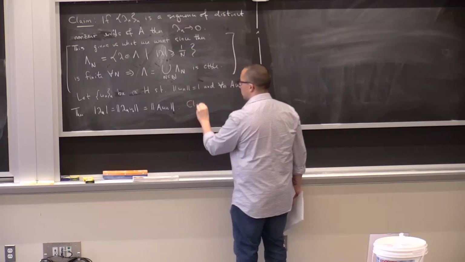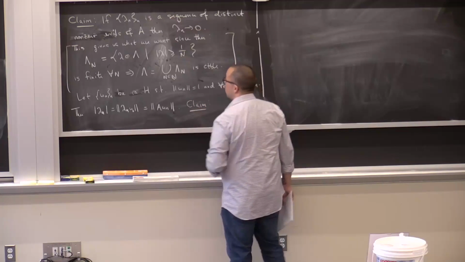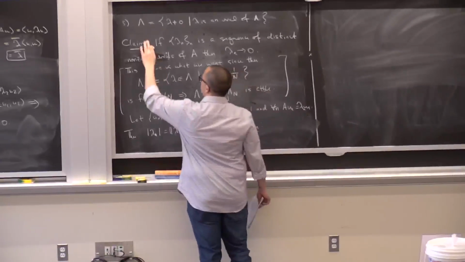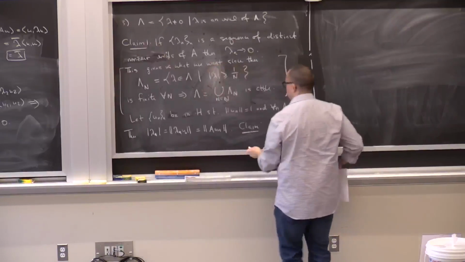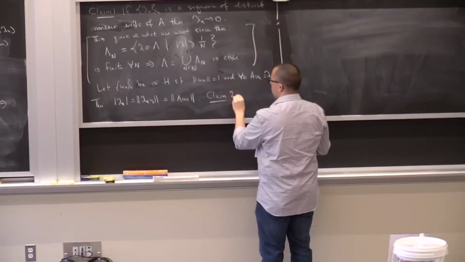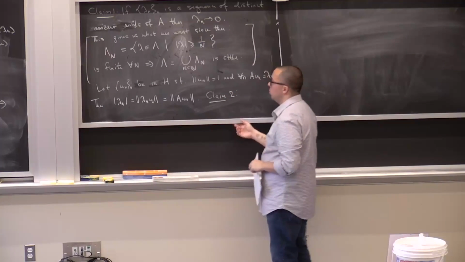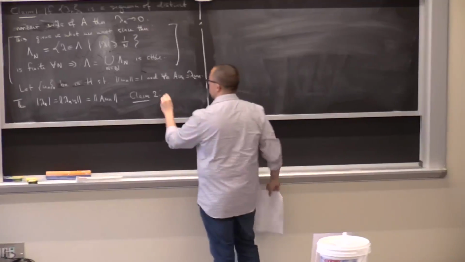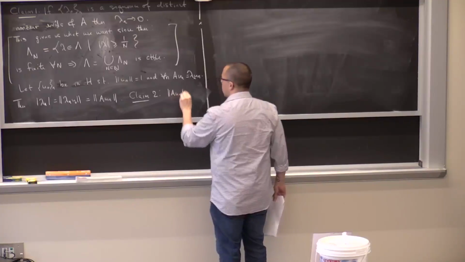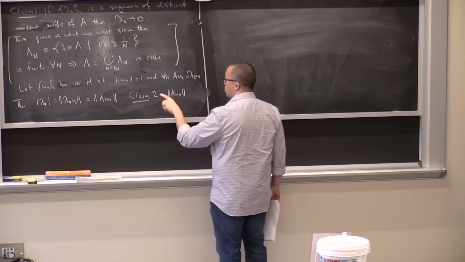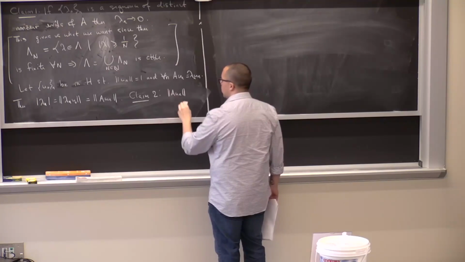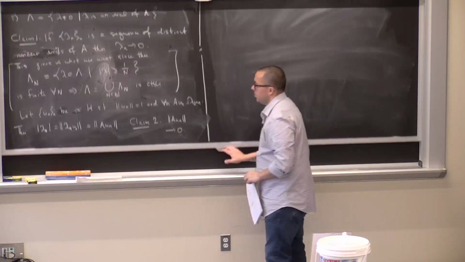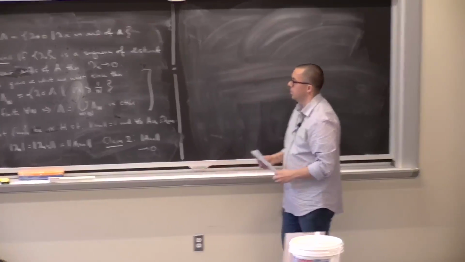So if you like, this is the final claim that I need to prove. So if this is claim 1, claim 1 will follow from claim 2, and this little computation right here, where claim 2 is that the norm of A applied to u_n, again, the u_n's are eigenvectors with unit length corresponding to the lambda_n's, converges to 0.